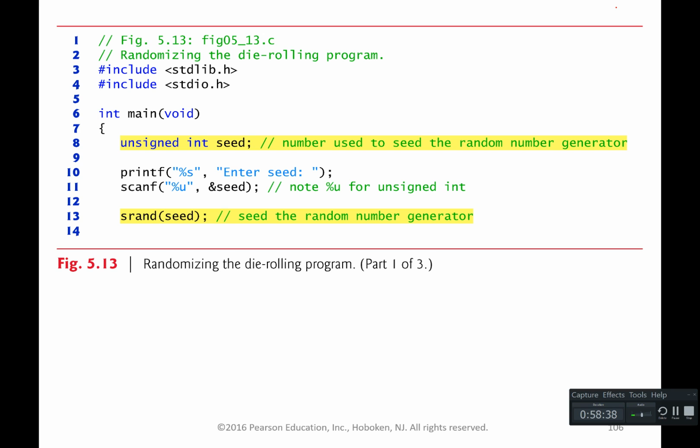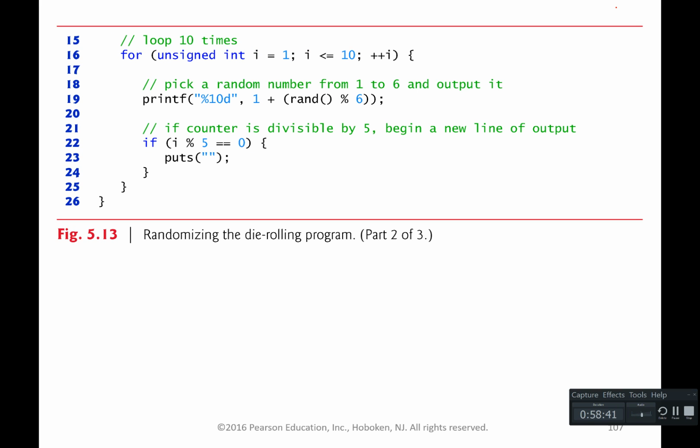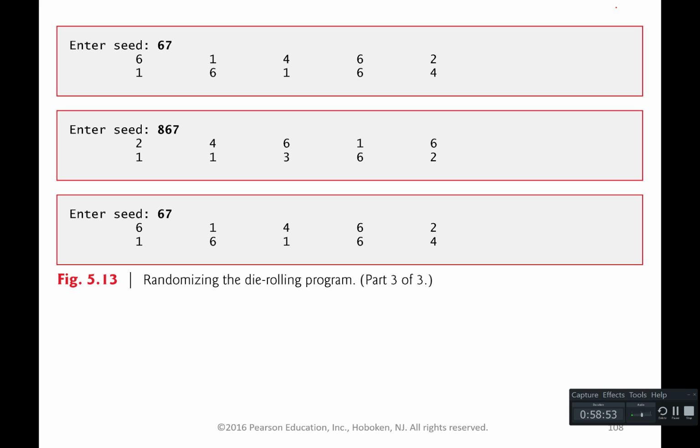Here it says enter the seed, and it's going to go through and pick a random number, and it's going to be the same every time we run it if we use the same seed. If we change the seed, then it's going to be a different sequence. Here, the first one uses the seed 67, then they use the seed 867. That's a different sequence. But when we repeat the same seed, we get the same sequence every time. So we can have a repeatable random number sequence by using the seed function.